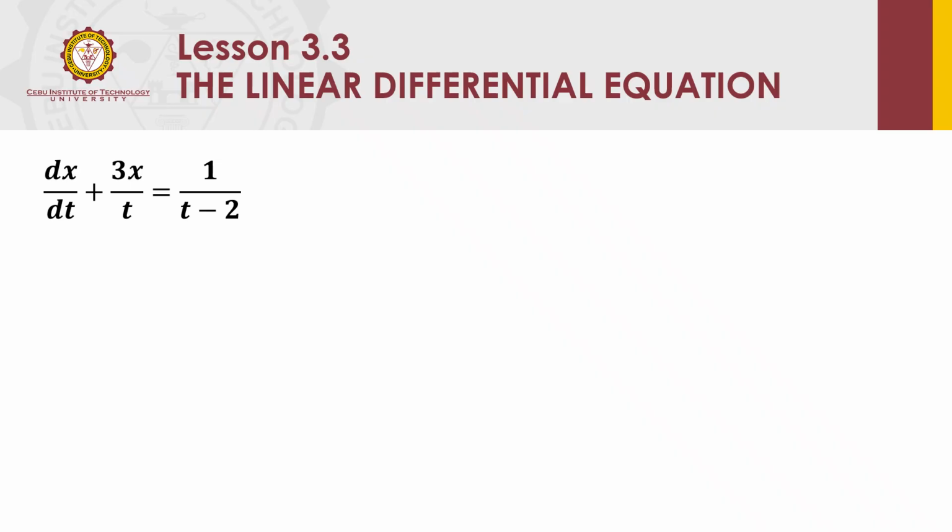So in this example, we have x and t for our variables. Actually, this is also arranged already in standard form. Our pure function multiplied to the dependent variable x is 3 over t, a pure function of t. And as we can see, the right side contains only t, and no x. Therefore, it is a linear type of differential equation.